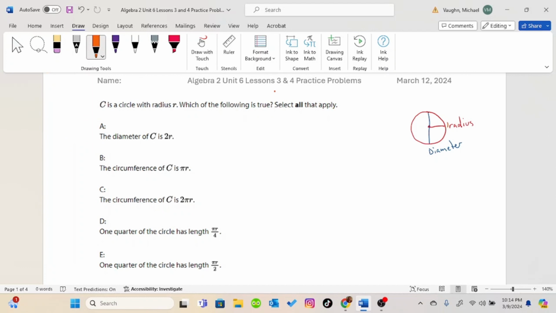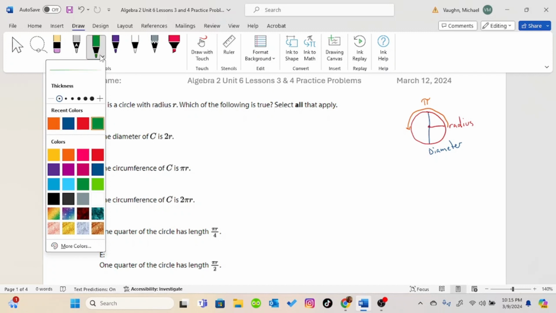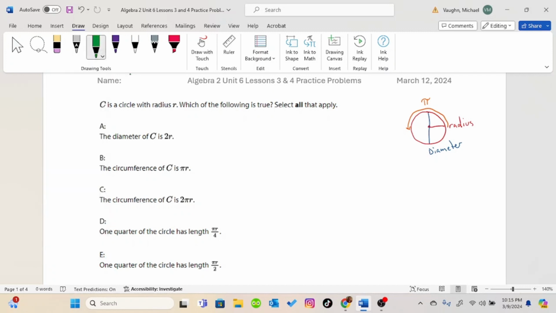And if we go halfway around, this is pi. So if we were to go all the way around, all the way around is our circumference.